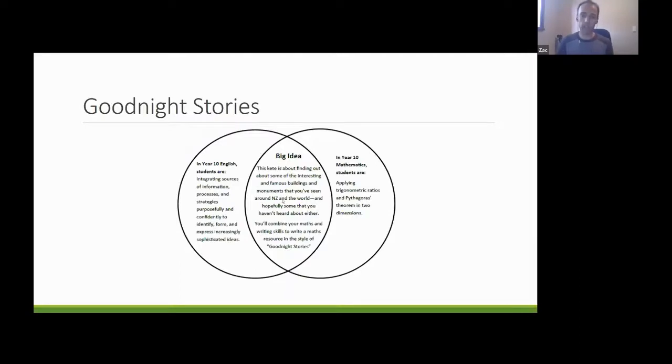So we share this with our students now, which shows them that we want them and their whānau to know that you're definitely doing some year 10 mathematics. It's over here, applying trig ratios, and you're definitely doing year 10 English. But unlike a traditional setup, you're really lucky to be able to do it inside this interesting and authentic project.